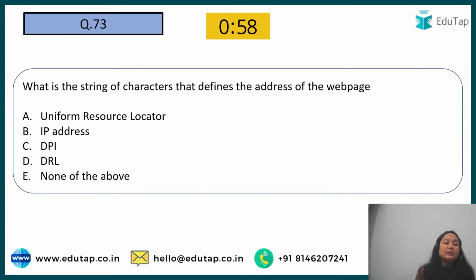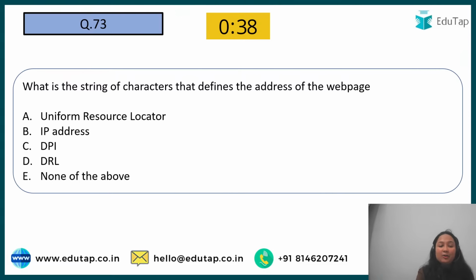Alright, now the next question is, what is the string of characters that defines the address of a web page? So simply saying, what represents the address of the web page? Is it URL, or Uniform Resource Locator? Is it IP address? Is it DPI? Is it DRL, or none of the above?